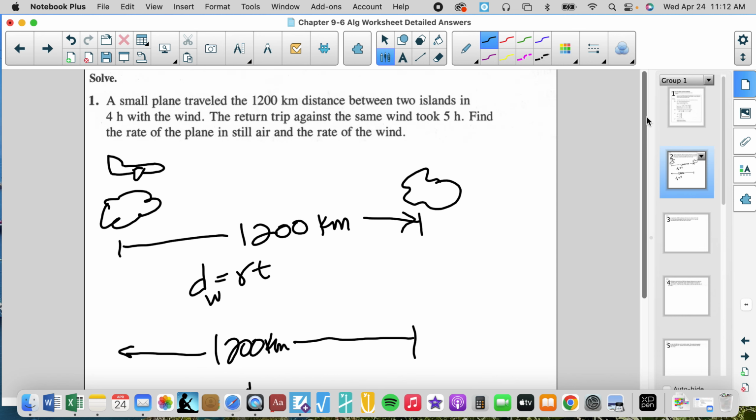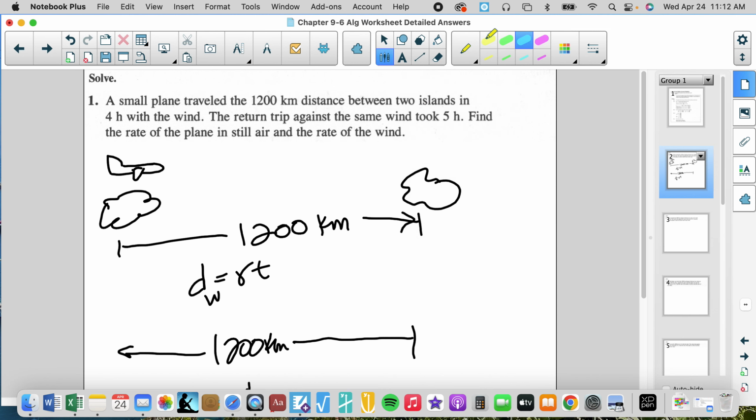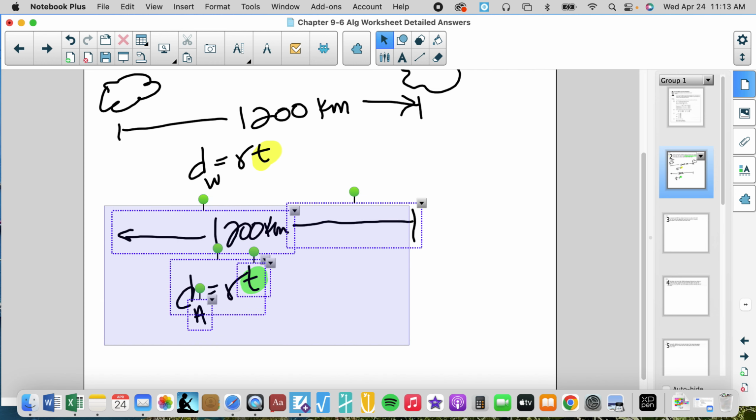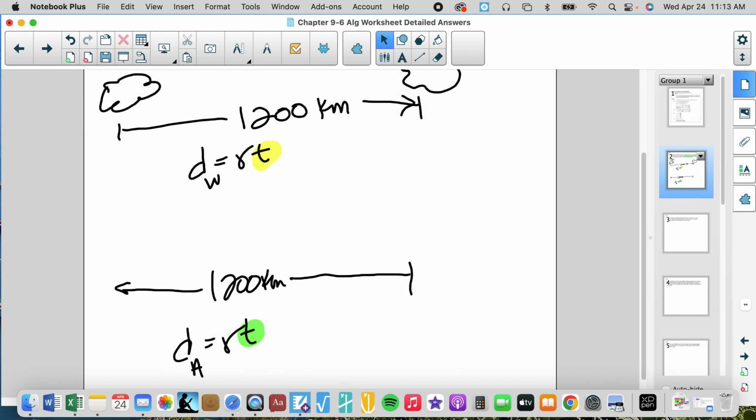Okay, so we know what the time is, so let's start filling in the pieces. So it is 4 hours. So T is 4 hours with the wind. And it is going to be 5 hours against the wind, the same wind. So it's going to be 5 here. So we know, I'm going to move this a little bit down. So this is against, this is with.